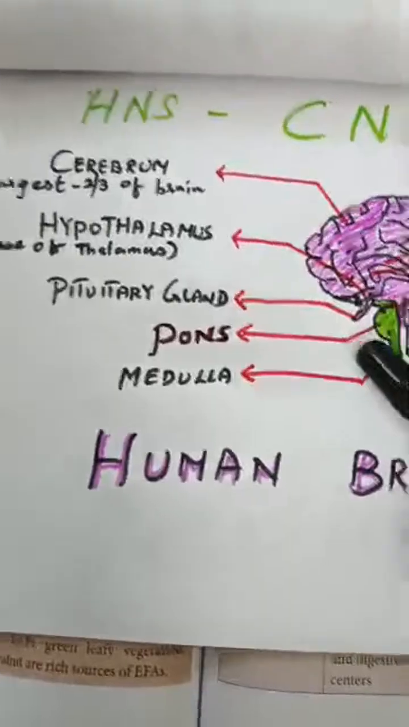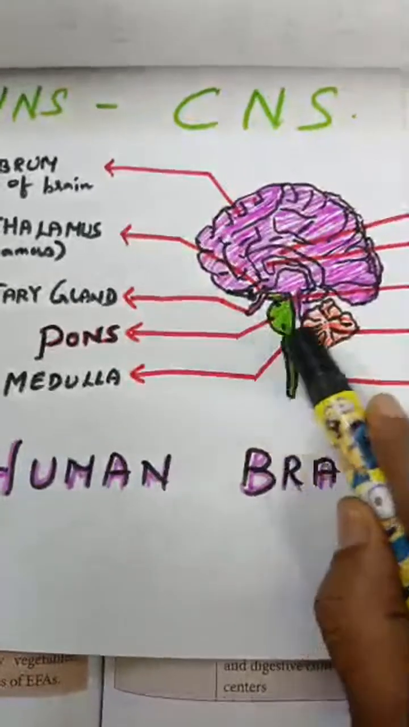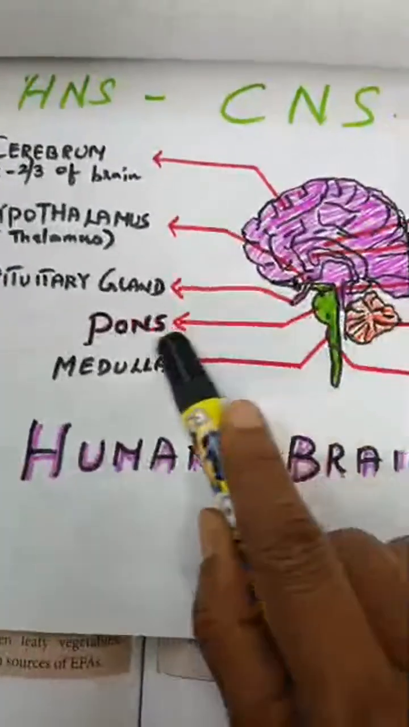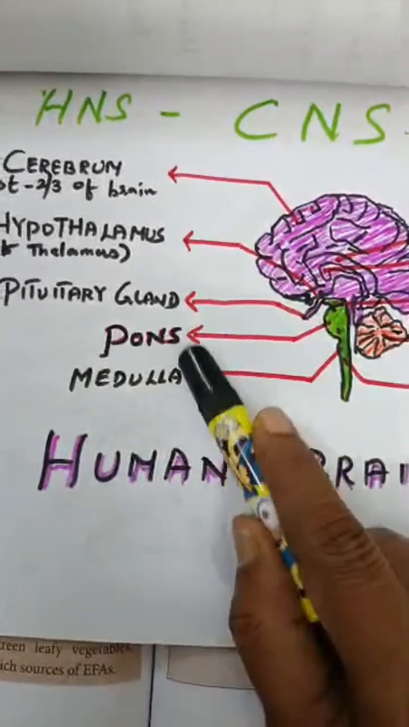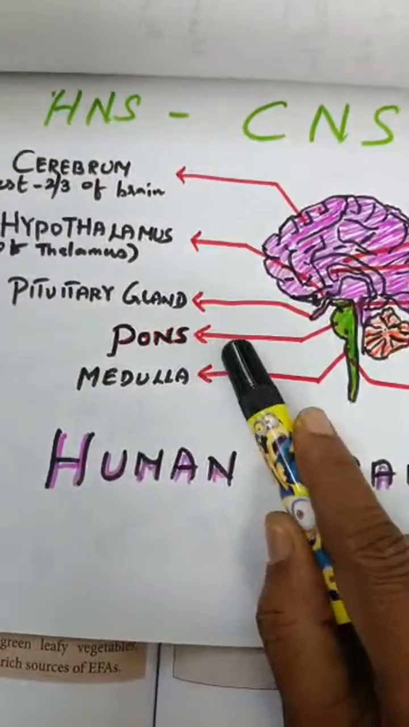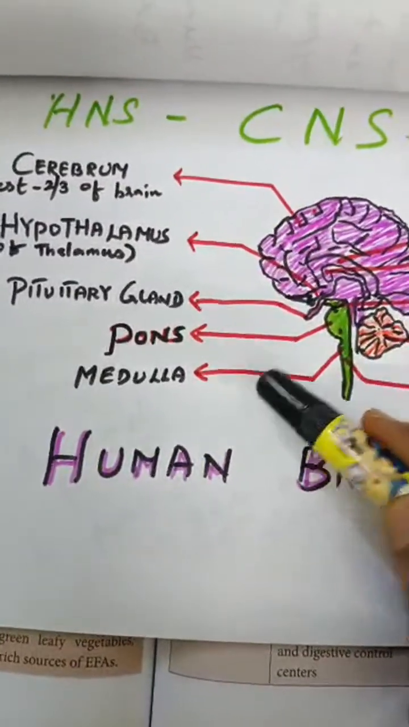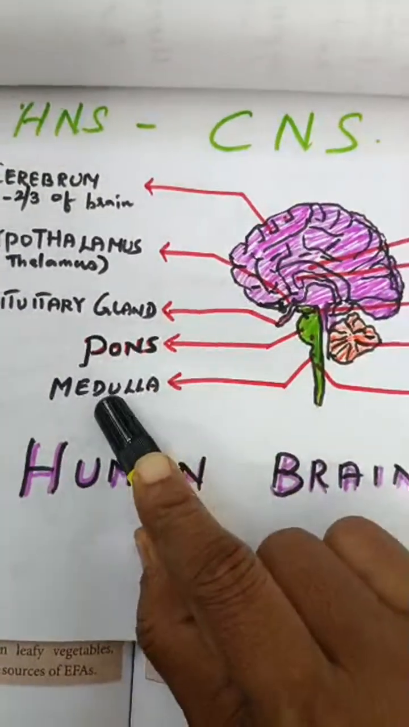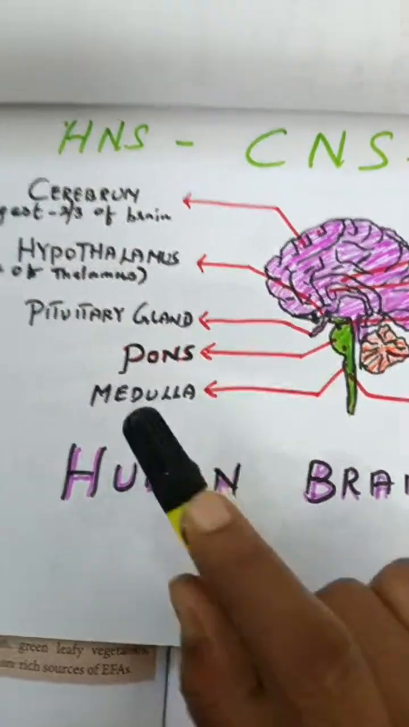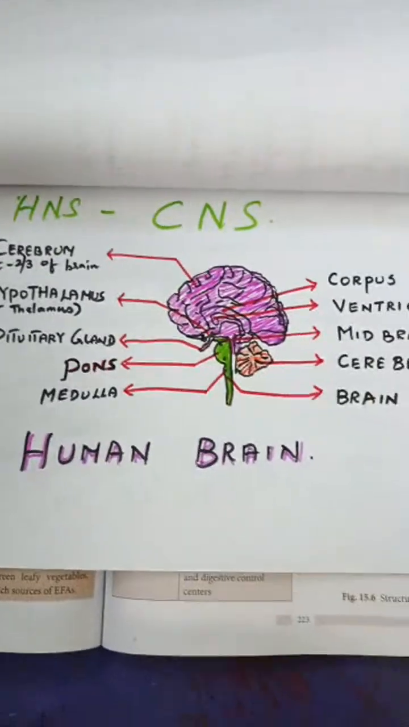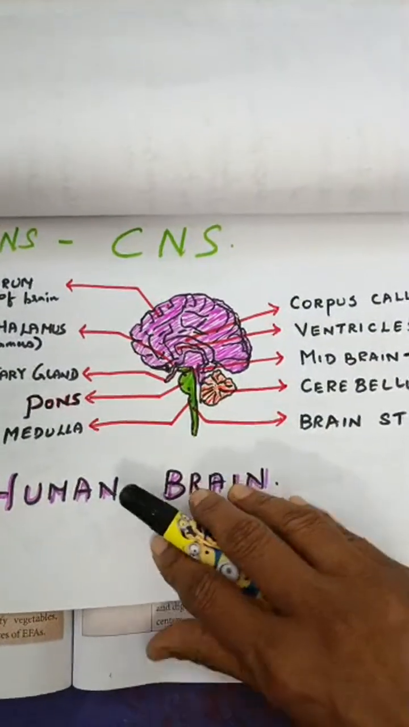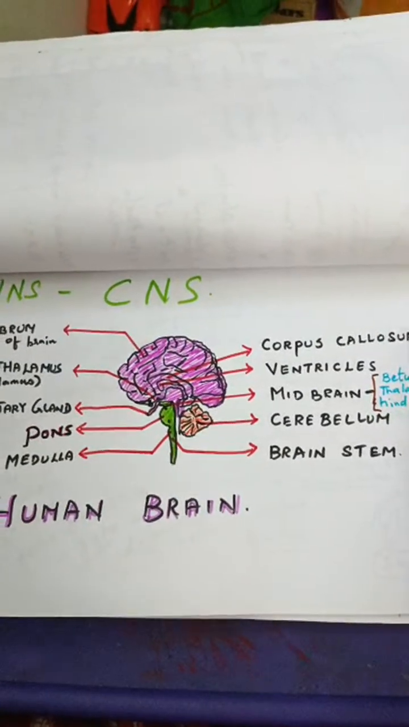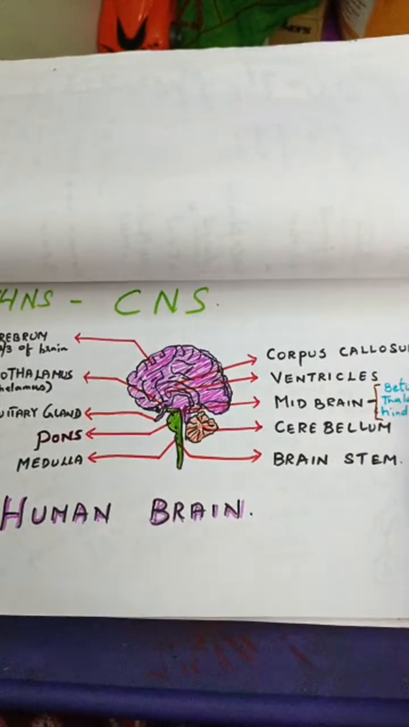Okay, and then below the pituitary gland we have the pons. We will see all these parts in detail in today's session. And the hindbrain also contains the medulla oblongata. That's the medulla I gave you. So this is the entire human brain, I can say. If you look at that structure, you will be able to understand clearly.